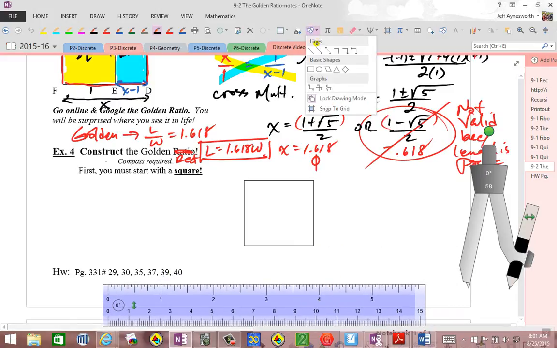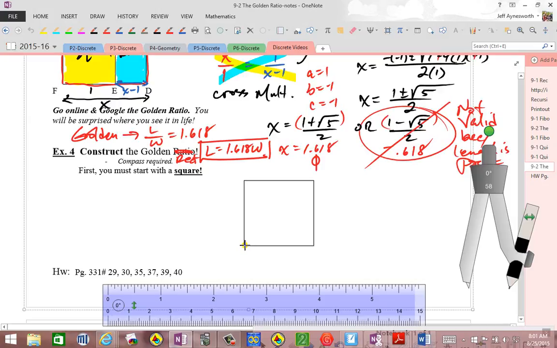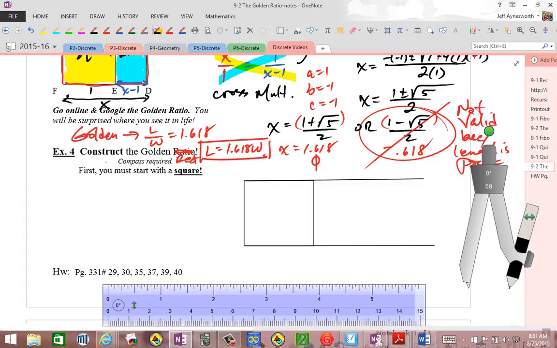For me on the computer here, I just do this. But you're going to have to use your straight edge. So extend the side and extend the top. So extend the bottom, extend the top. All right, pretty close. Our goal is to construct a golden rectangle from what's called a square.